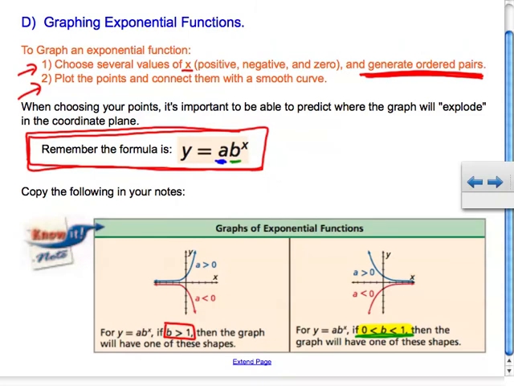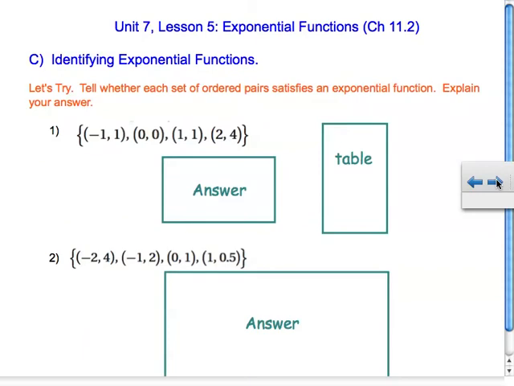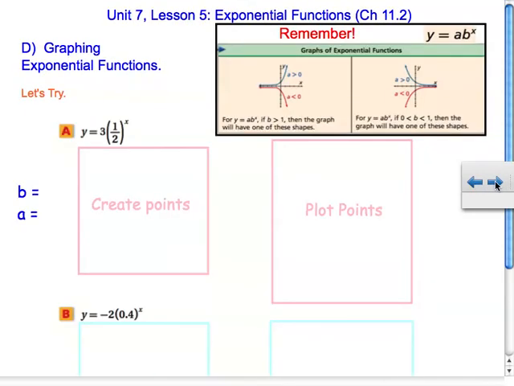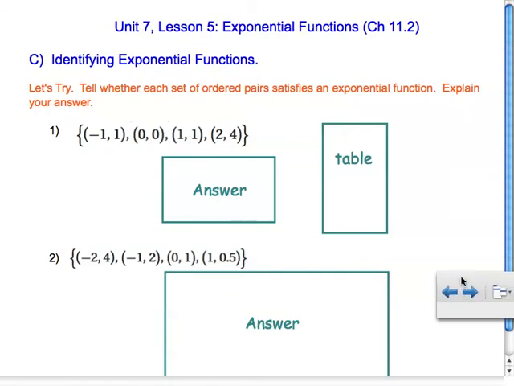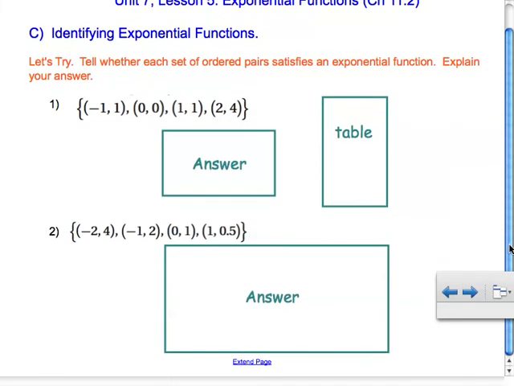Okay, let's try some examples. Let's try some problems. This is our last slide of the day. I'm sorry, we have this one and one more. This one here actually talks about how to identify if something is an exponential function. I'll do one with you, and then I'll ask you to do the second one.